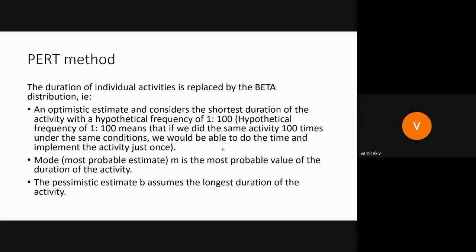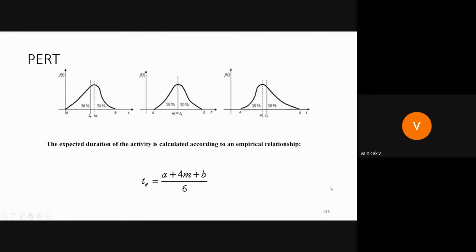So you will use the optimistic estimate, which is considered the shortest duration of the activity with hypothetical frequency of 1 to 100. Then we will use the mode, the most probable estimate of the duration of the activity, and we will use the pessimistic estimate, the longest duration of the activity. And then the calculation is simple.